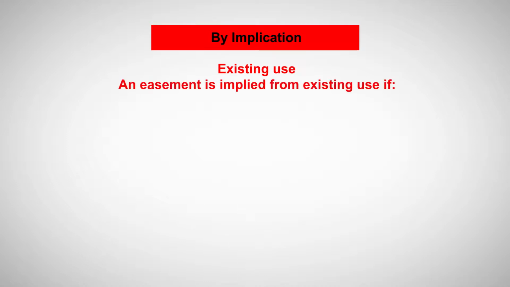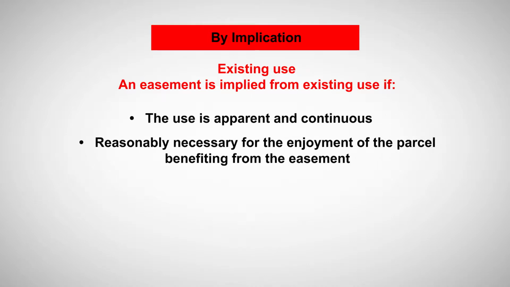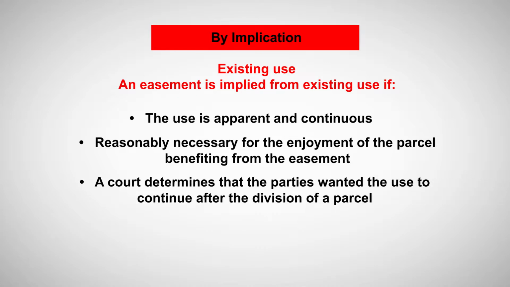An easement is implied from existing use if the use is apparent and continuous, it is reasonably necessary for the enjoyment of the parcel benefiting from the easement, and finally, a court determines that the parties wanted the use to continue after the division of a parcel.